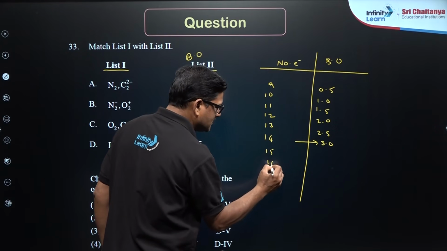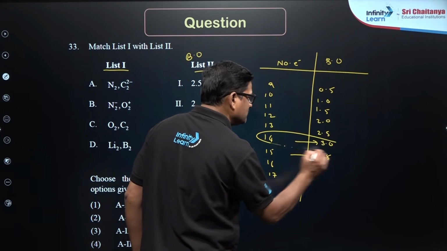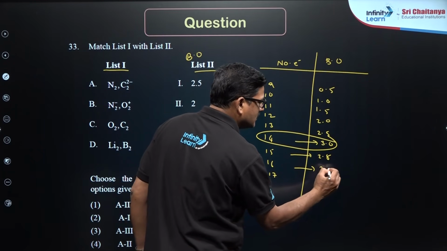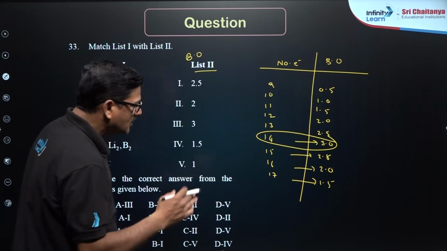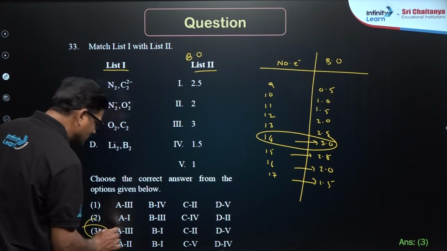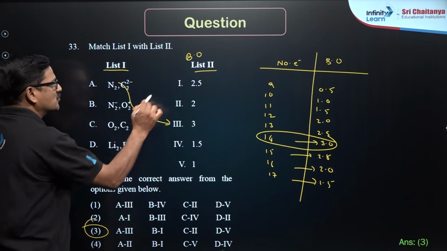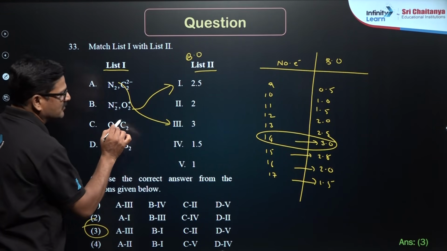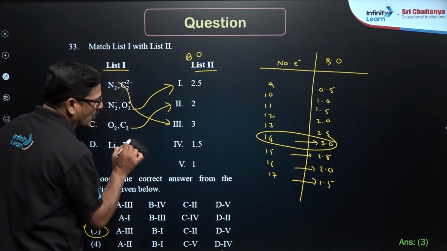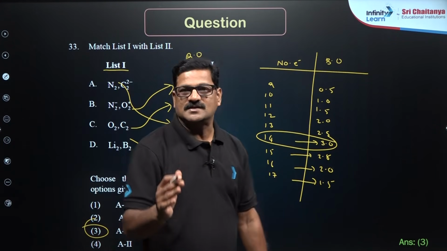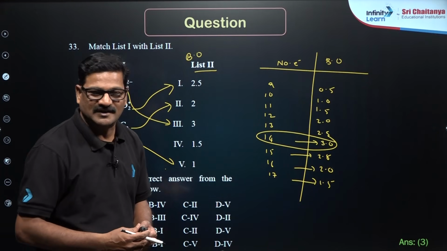Similarly, 15, 16, 17, it goes like 2.5, again you decrease here and it is 2.0, 1.5, it goes on like this. So, on doing so, you will be having option A becomes 3 over here and B becomes 1 over here, C becomes 2 over here and D becomes 5 over here. So, it works and you can just use this trick. So, the option for this question is going to be 3.